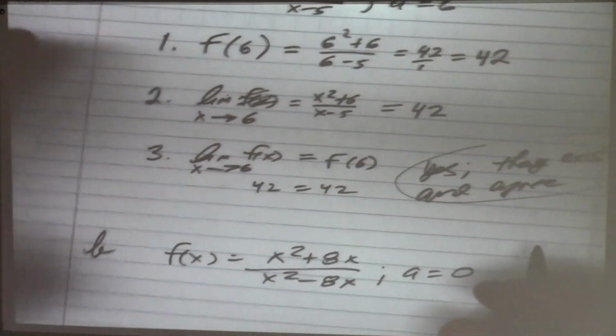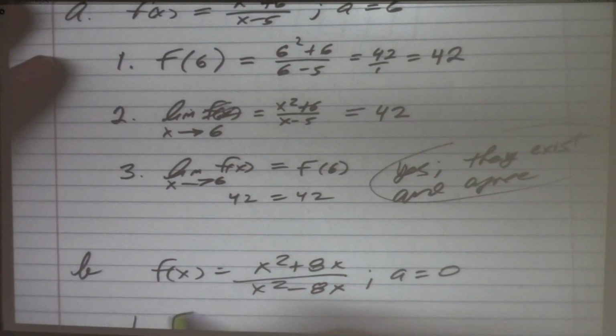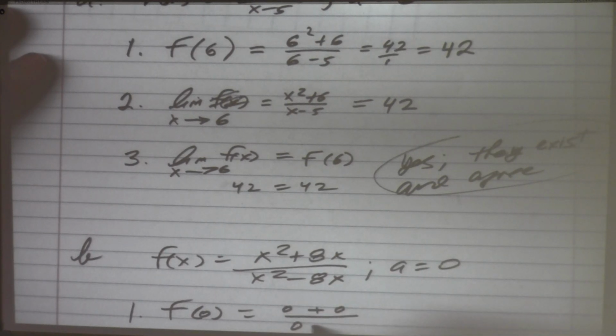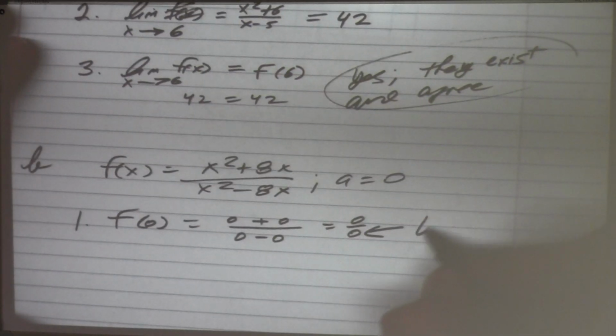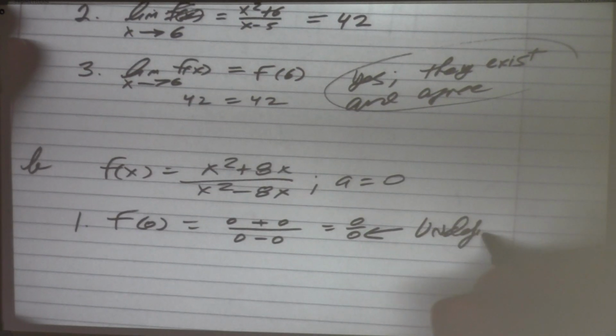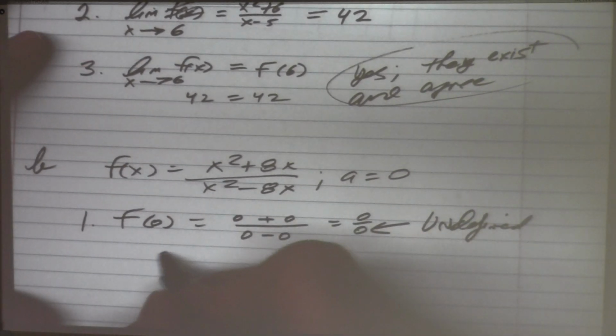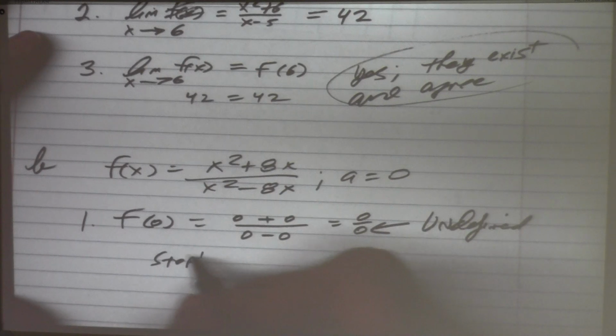The first thing to do is we find the function at that x value. So 0 squared plus 8 times 0 is 0, over 0 squared minus 0. Uh-oh, we have a problem. 0 over 0. Because of the 0 in the denominator, it's undefined, and therefore doesn't exist, so we can just stop right here.